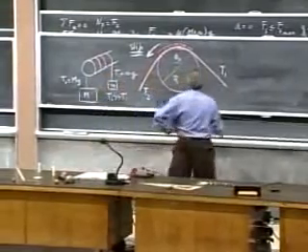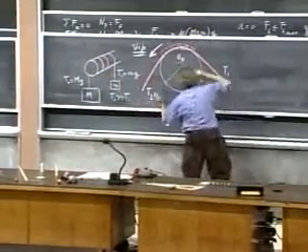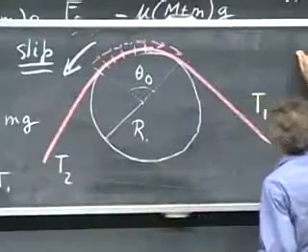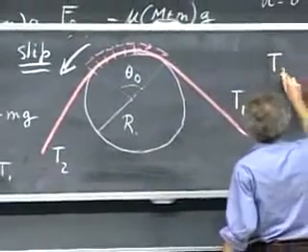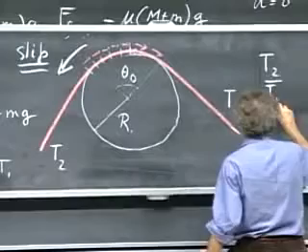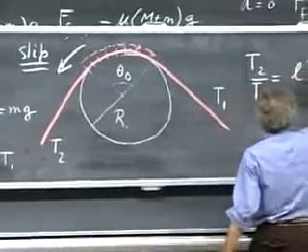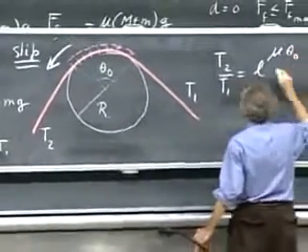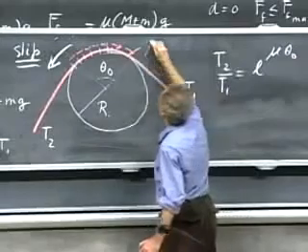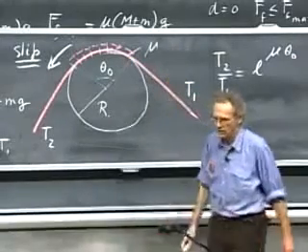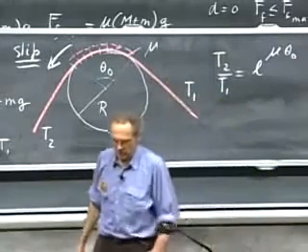And you will find then that in the situation that the rope wants to start slipping in this direction, T2 divided by T1 is e to the power mu times theta 0. If the friction coefficient here is mu, it would be the static friction coefficient. So that is the result.